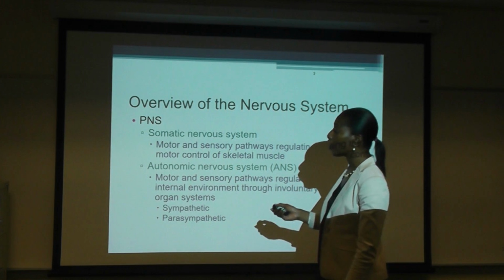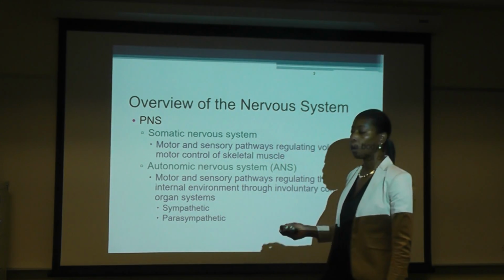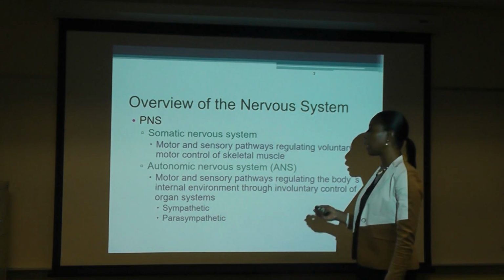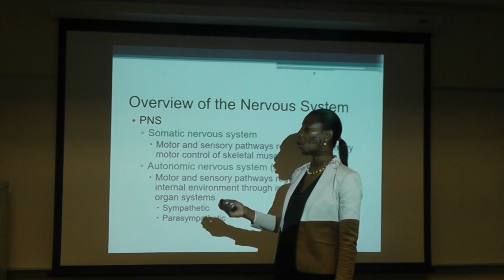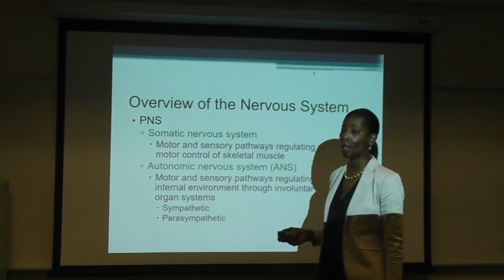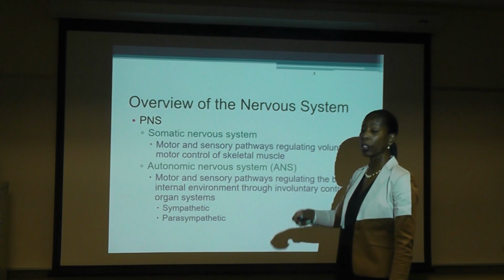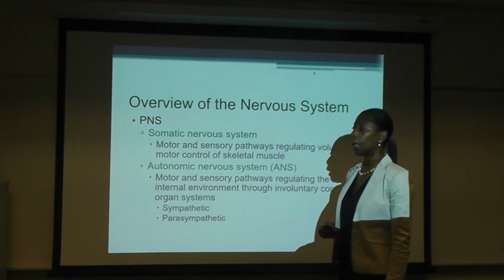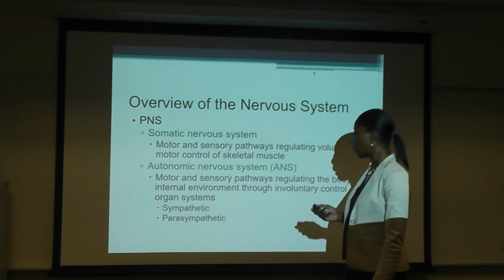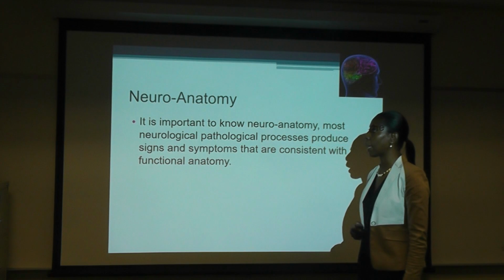Then we have the peripheral nervous system, which is made up of the motor and sensory pathways, which regulates the voluntary motor control of the skeletal muscles. We're also going to talk about the autonomic nervous system, which is made up of your sympathetic and your parasympathetic nervous system, which is your rest and digest and fight or flight. We're going to talk a little bit about how these impact your patient from a neurological aspect.